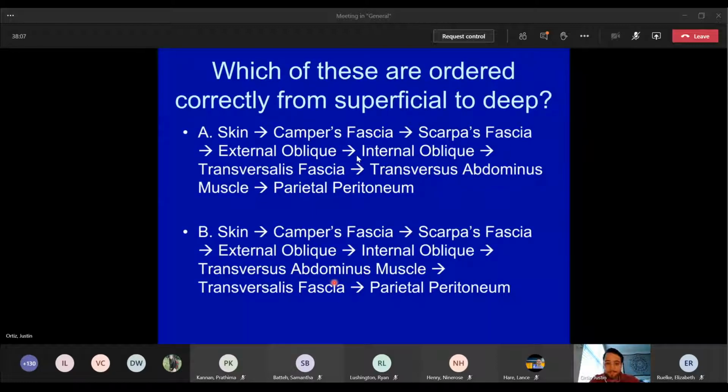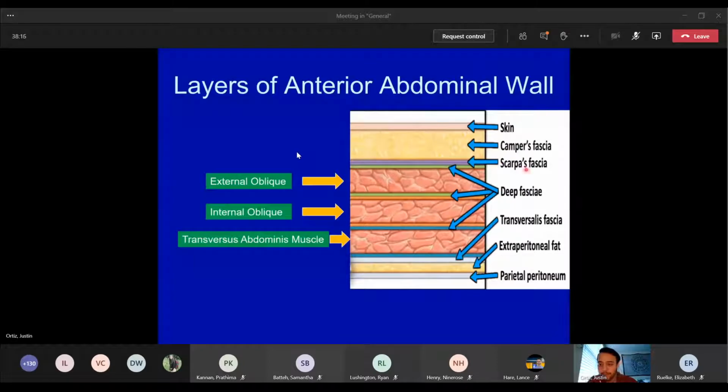It's actually going to be B. So it's going to be from skin to Camper's fascia. I'll show you on the last one over here. Like we said, we know skin to Camper's fascia, then to Scarpa's fascia, right? We got that. After that, it's just going to be the muscles coming straight down: the external, internal, and transverse abdominis, right? So you're not breaking the muscles apart, basically.